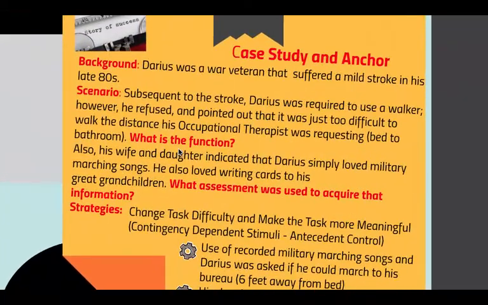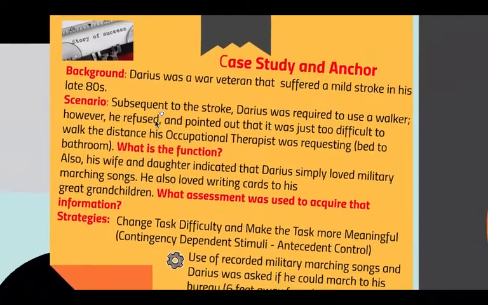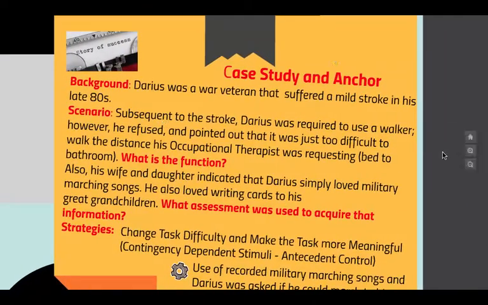The third case study has to do with an elderly man. His name was Darius, and I'm going to follow the same format here. I'm going to give you some background, the scenario, and the strategies.